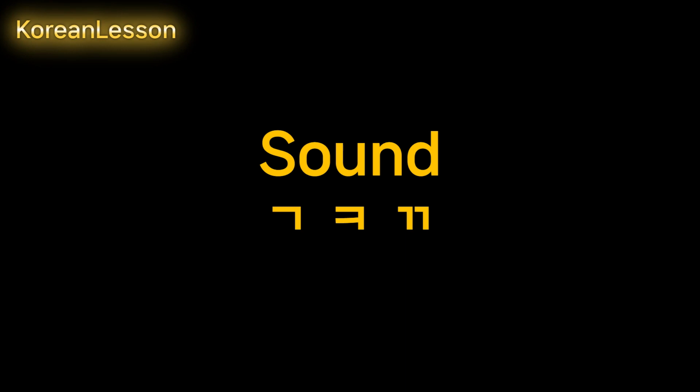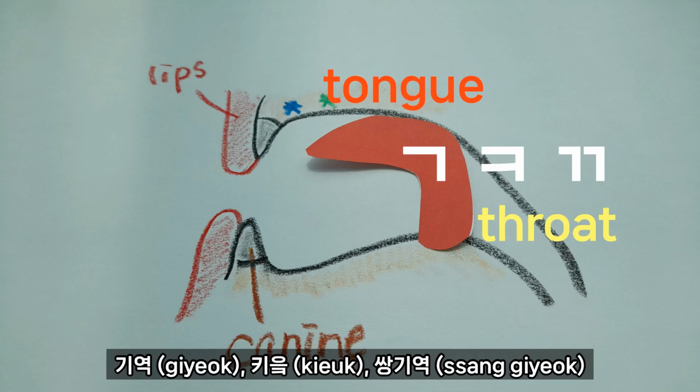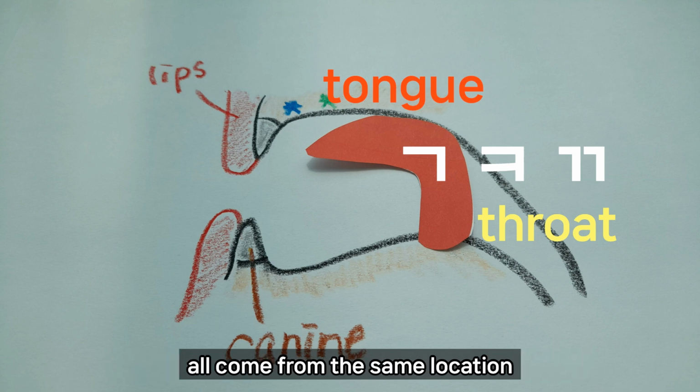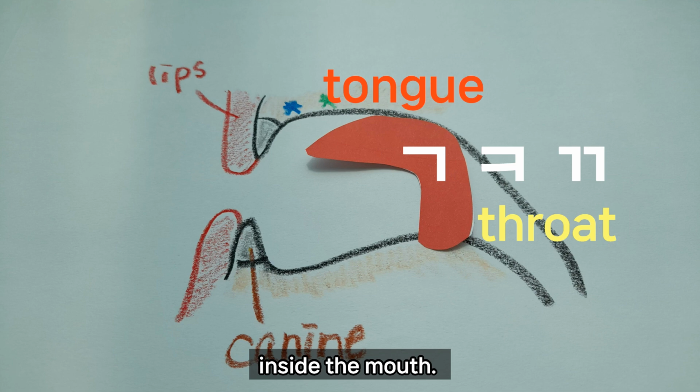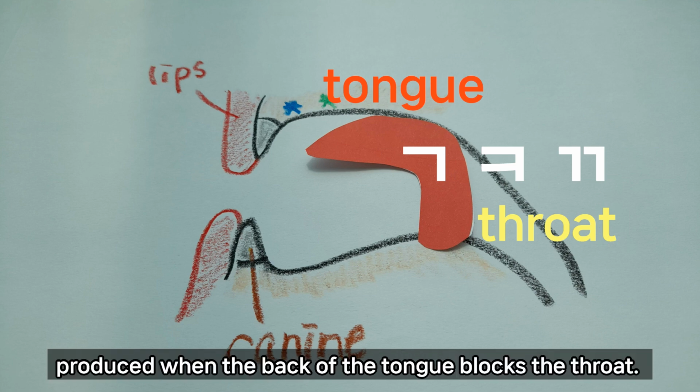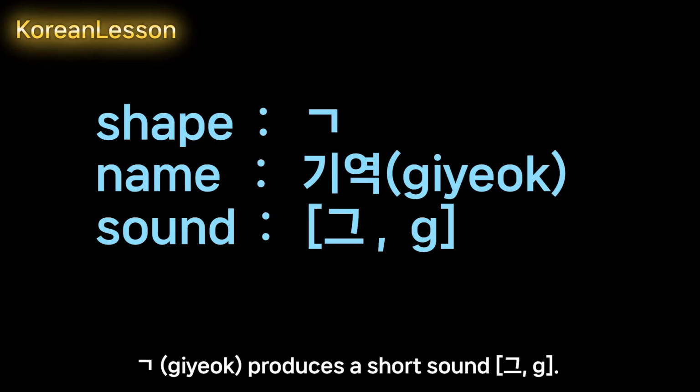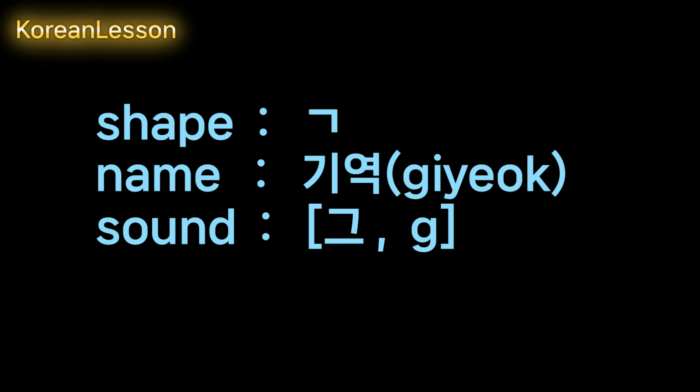Sound. The sounds of 기역, 키읔, 쌍기역 all come from the same location inside the mouth. It is the sound produced when the back of the tongue blocks the throat. Giyak produces a short sound. 그. It doesn't make a long sound.